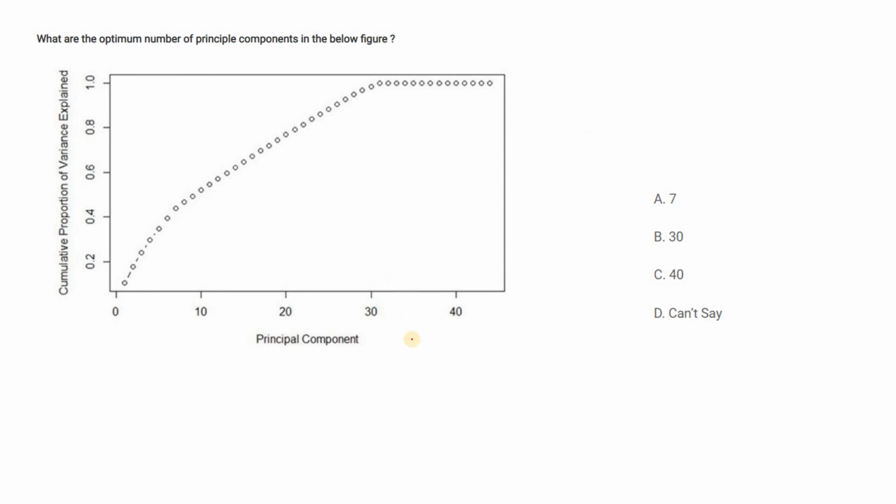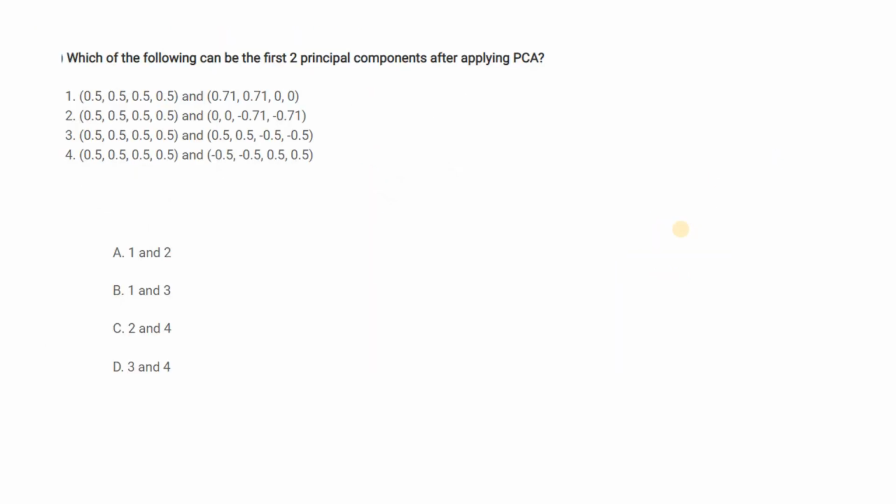Now see, between 30 and 40, after 30, if you are considering 30 principal components and you are increasing the number of principal components, then also there is not much change in the amount of variance captured, right? So we can assume a good assumption as 30. So the correct answer is option B, that is 30. Okay, right? And the last question of our today's discussion.